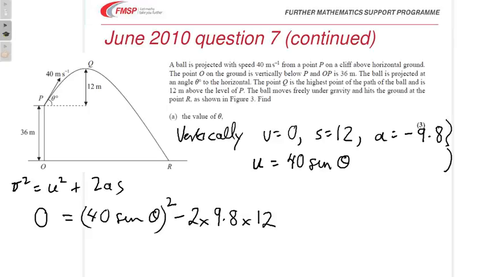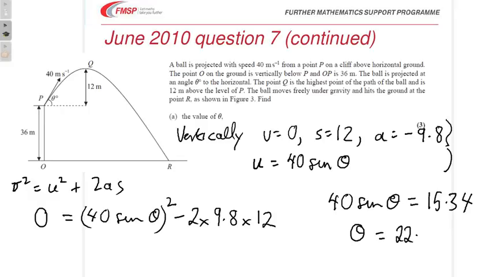Now a little bit of rearranging of that gives you 40 sine theta equal to 15.34, and that will give you, once you've found sine theta and then theta, theta equals 22.5. So 3 marks for that, and it's important to remember that you've got that equation v squared equals u squared plus 2as to link the initial velocity vertically with the greatest height vertically.